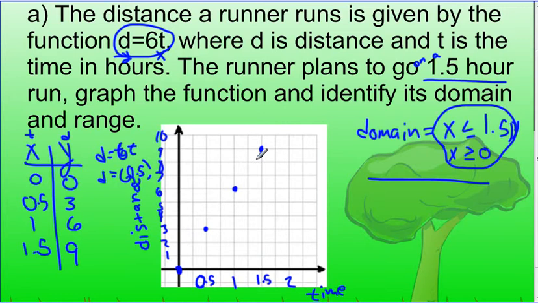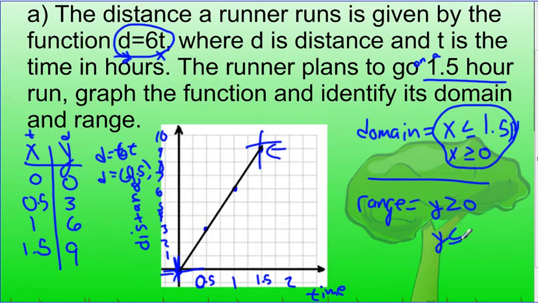That means it's a linear function. Now, we said that the time has to be bigger than this and less than this. So now what would be the values of the range? The range is the up and down. In this case, it's the distance he's going to travel. He can travel a range of what? Well, from here to here, we would get a range of 0 up to 9. So we can say our range, our y values, are bigger than or equal to 0, and our y values are less than or equal to 9.